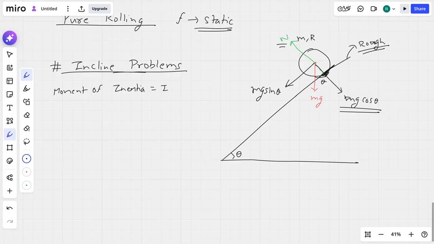Also, these forces are passing through the center of this rolling body, so they will not produce any torque. The only acceleration produced will be due to mg sin theta, which is acting downward, and this force will let the body accelerate in the downward direction. Due to this acceleration, at the point of contact, the surface will apply a frictional force on this body.